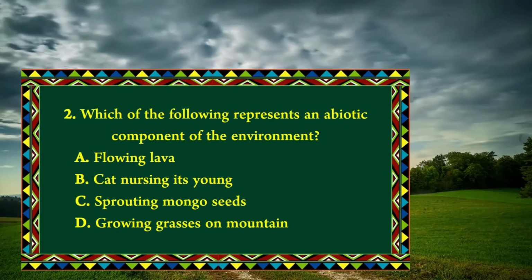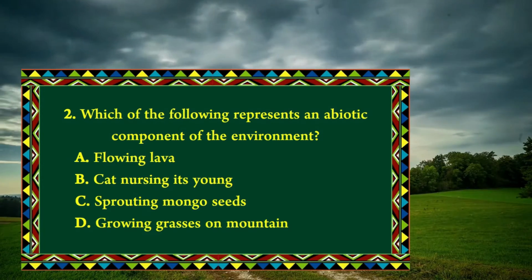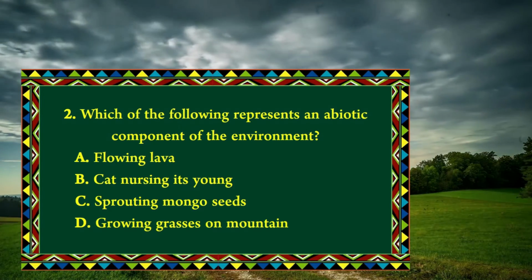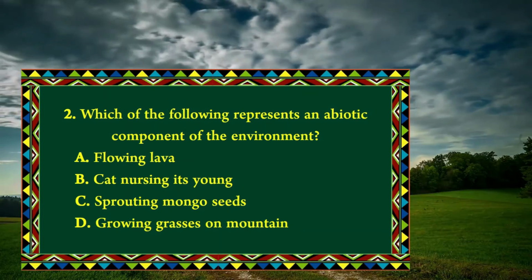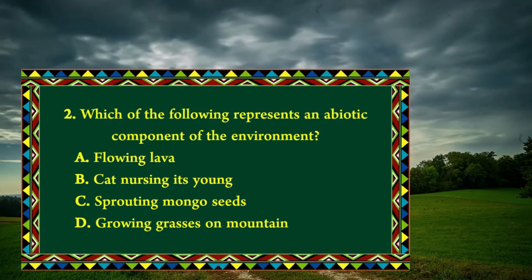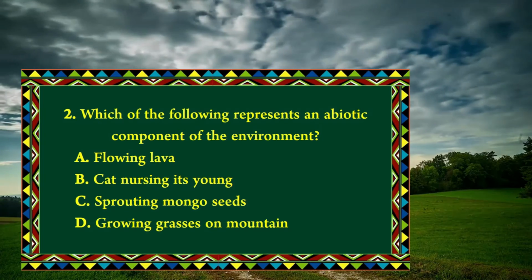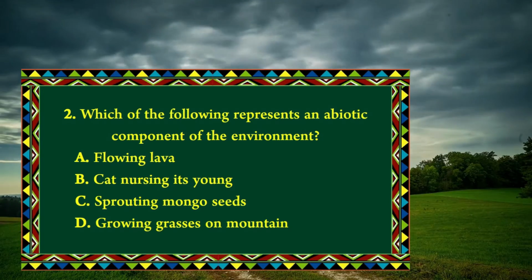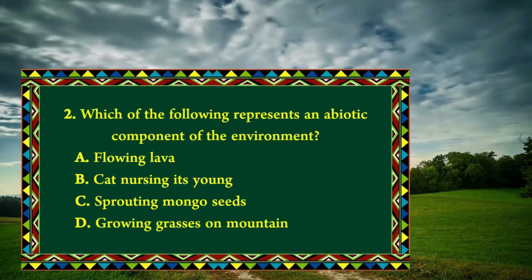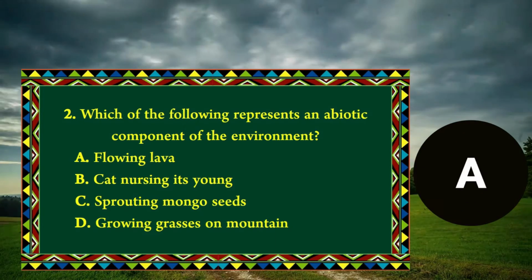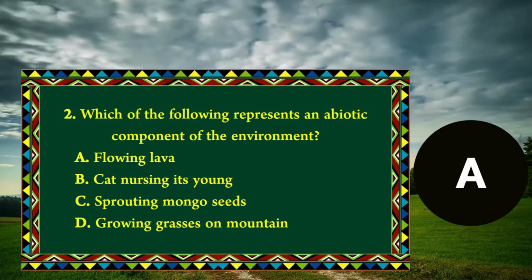Number 2. Which of the following represents an abiotic component of the environment? Letter A. Flowing lava. Letter B. Cat nursing its young. Letter C. Sprouting mango seeds. And letter D. Growing grasses on mountain. What is your answer? Correct! The answer is letter A. Flowing lava.